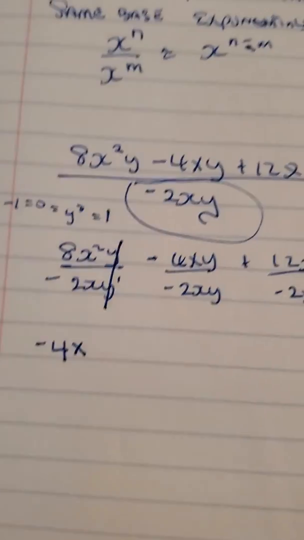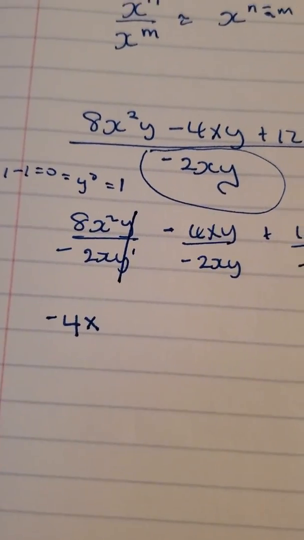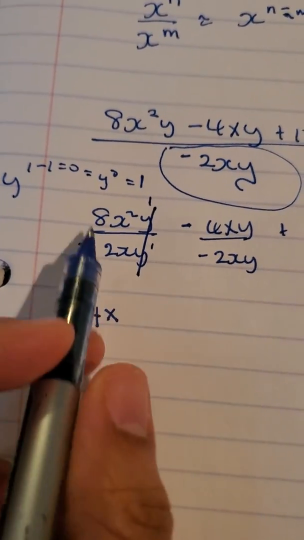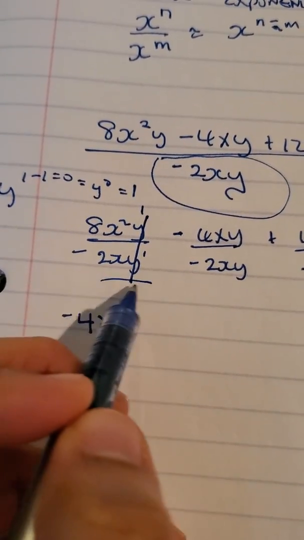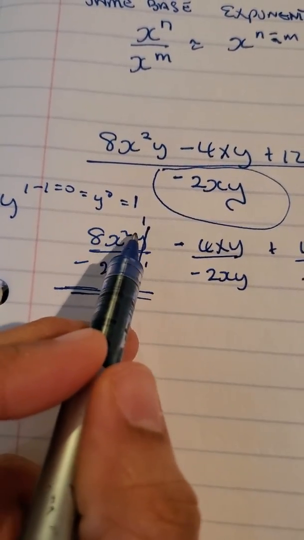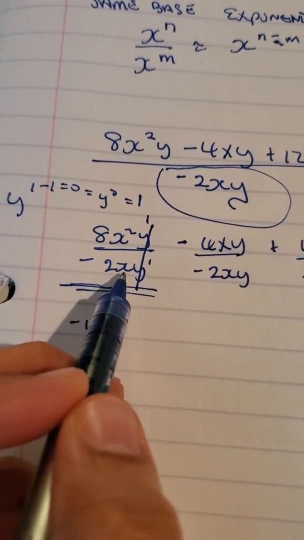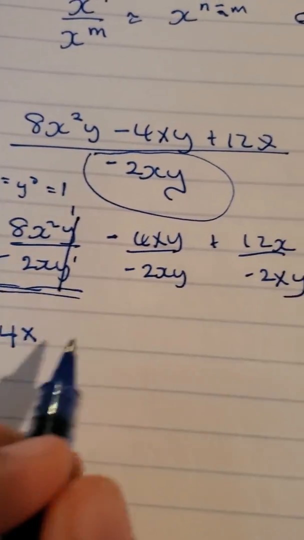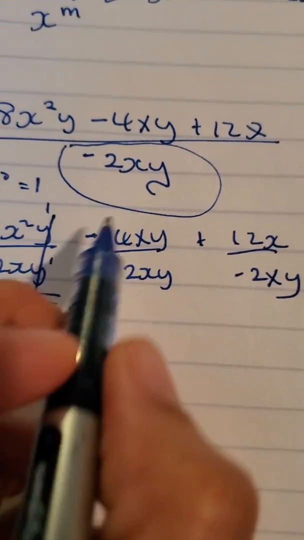So here we go, bam. So that cancels out, or it's really 1, right? y divided by y is 1. So we're just left with this term. For this first term, 8x squared y divided by negative 2xy, we have a remaining factor of negative 4x. Here now we have the other term.